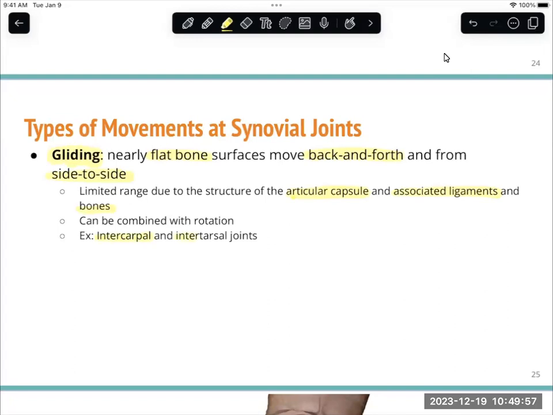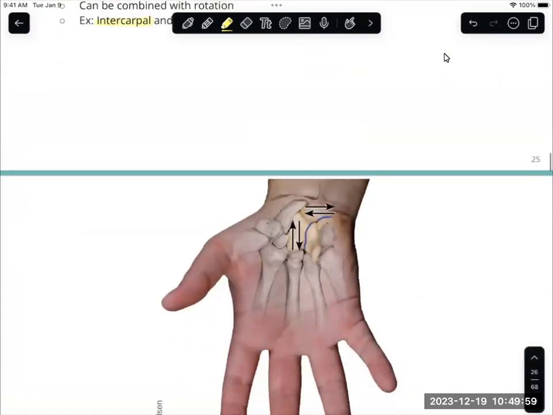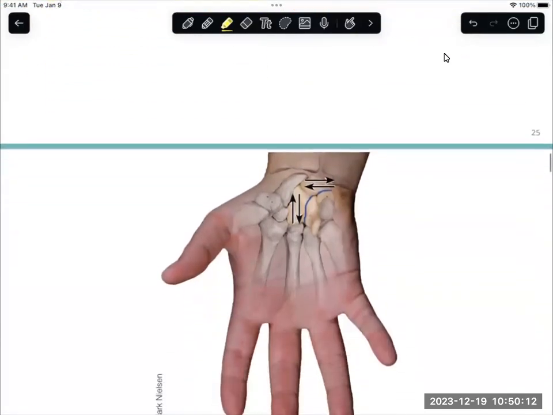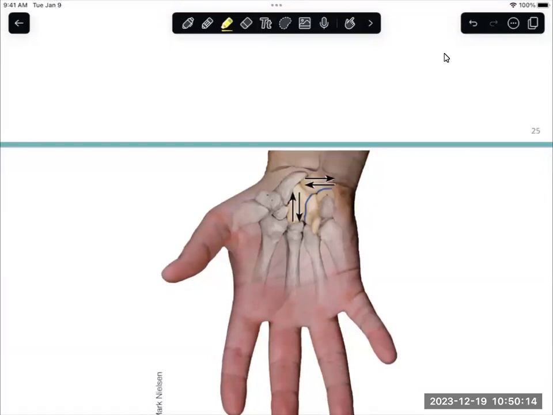Intercarpal, intertarsal, carpal bones, your wrist bones. So if you think, you can move your wrist side to side and front to back. Those are those different gliding movements that you can do in your wrist. You can also do that with your ankle bones. They can go front to back and side to side. So it's limited movement. It's not a very wide range of movement, but you're able to still move those bones.